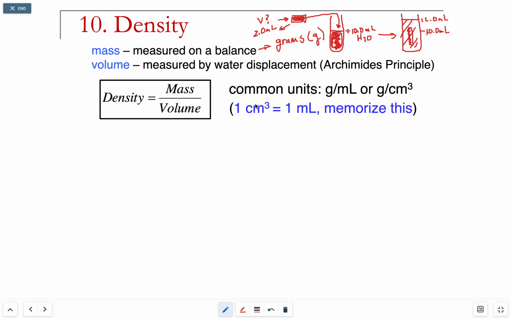Now, the common units for density then is grams for the mass divided by milliliters for the volume, or we just say grams per milliliter, or grams per cubic centimeter. This is something that you were told you needed to memorize when we went over volume, right? A cubic centimeter equals 1 milliliter. Now, this mass-volume relationship will become a conditional relation. We'll take a look at that on the next slide.